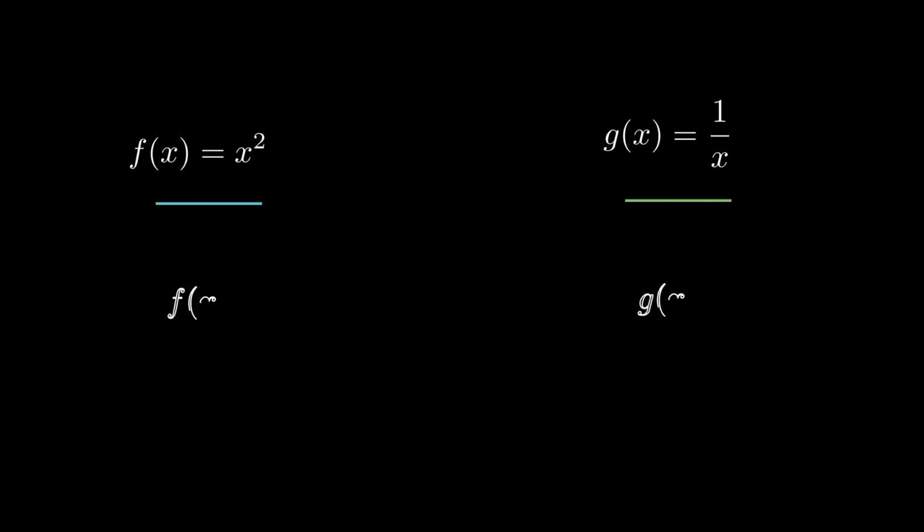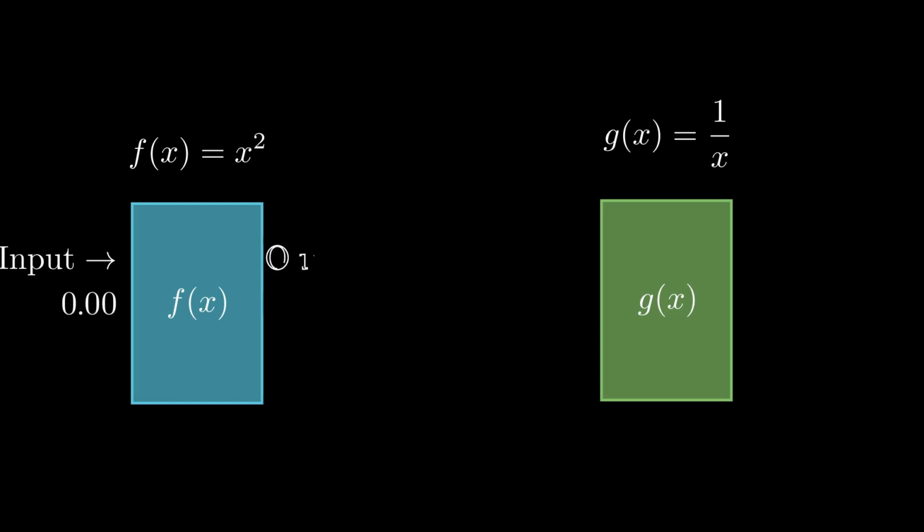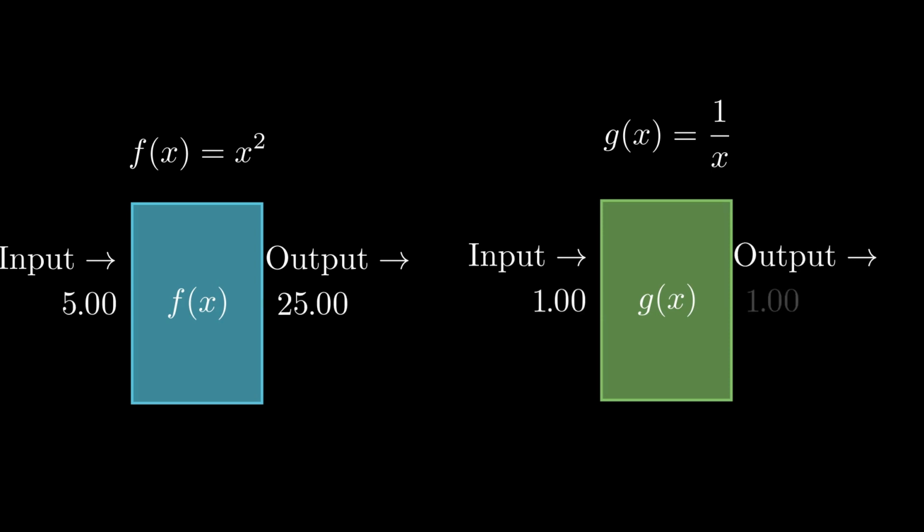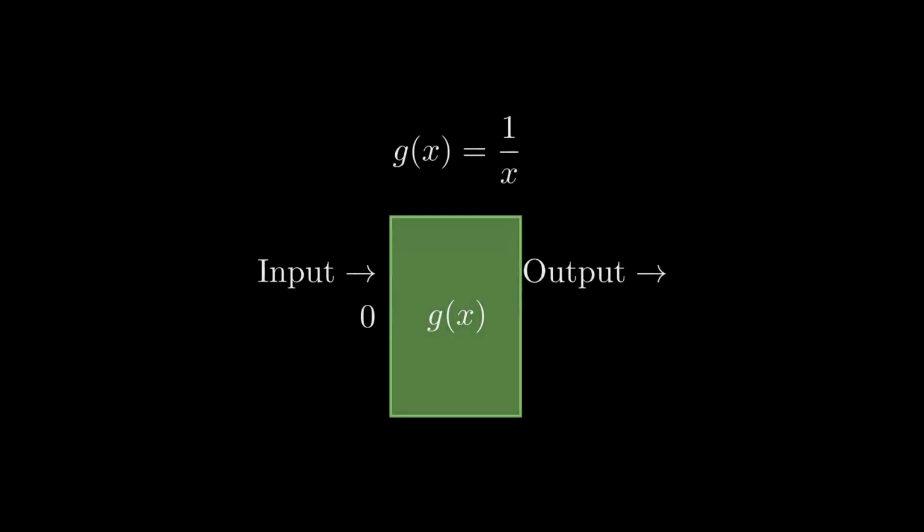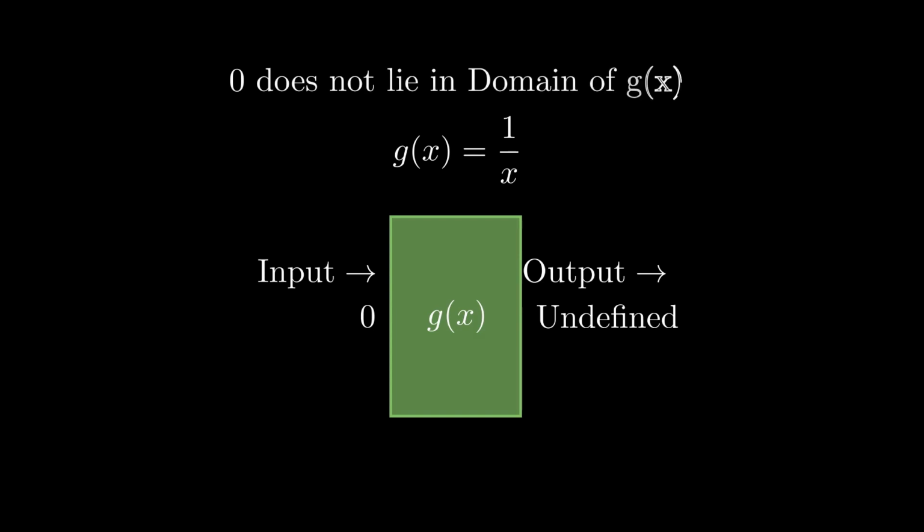Now let's consider two functions, namely function f and function g. Function f is a squaring function, so it squares every input from its domain and generates outputs. And function g is a reciprocal function, so it takes the reciprocal of every input that is given to it. And just to be more clear about the domain, consider the input value of 0 that does not make sense to the function g, as the output is undefined. So 0 does not lie in the domain of the function g.